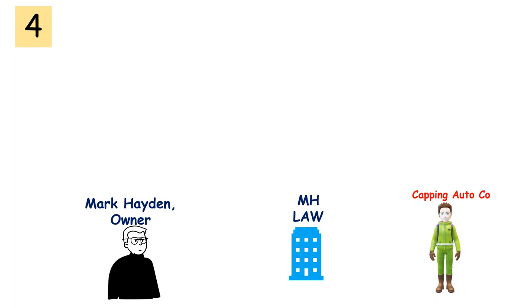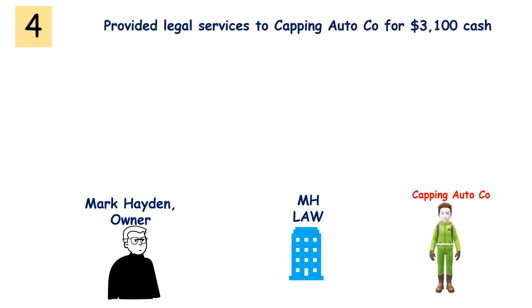Let's look at another transaction. So here is a customer. We are going to do a sales transaction. Image Law gave legal services to Capping Auto, and Capping Auto in return gave the business $3,100. I hope you understood what happened, but looking at the statement on the top, it says provided legal services to Capping Auto Co. for $3,100 cash.